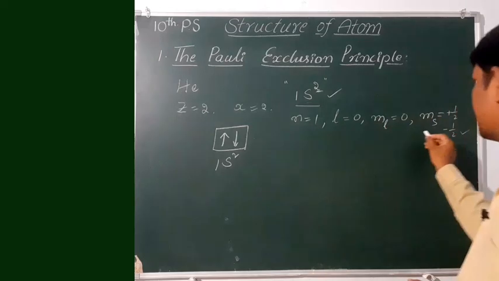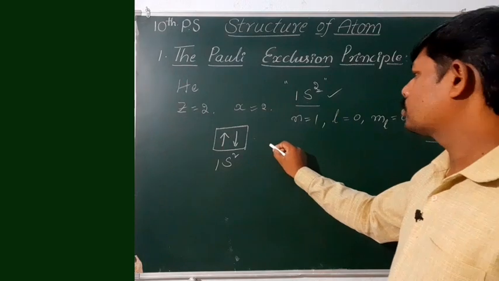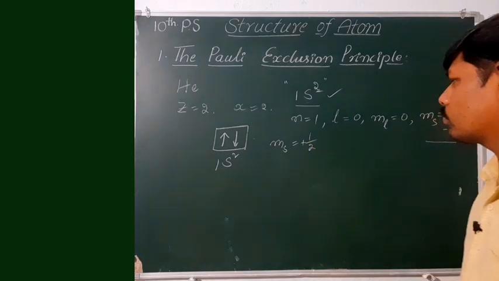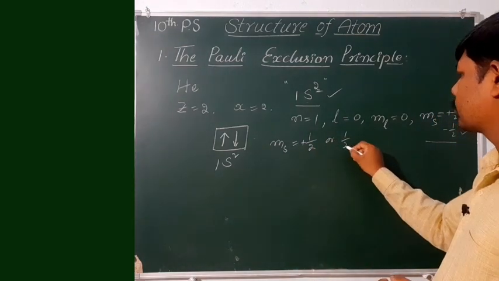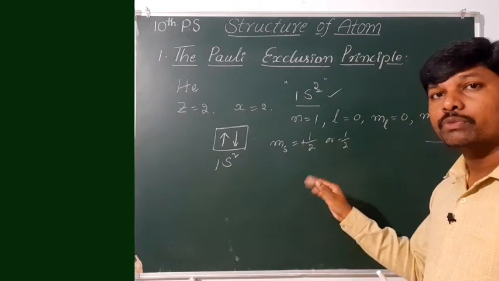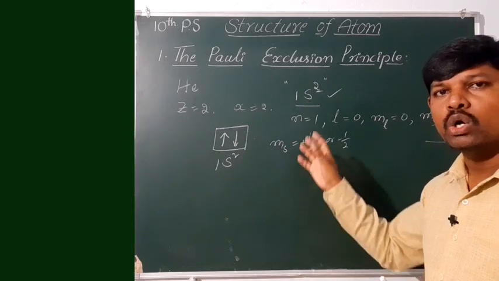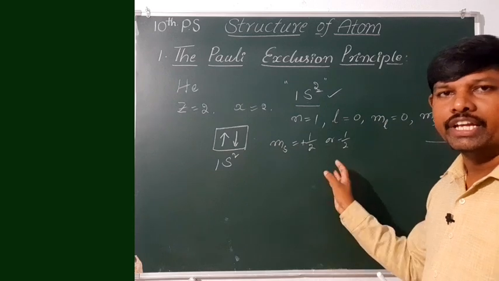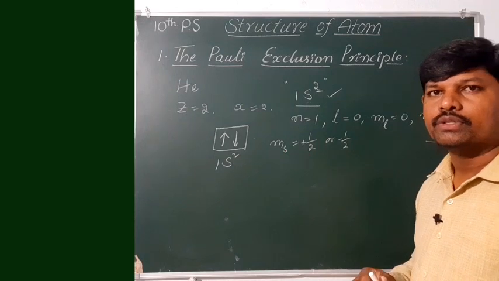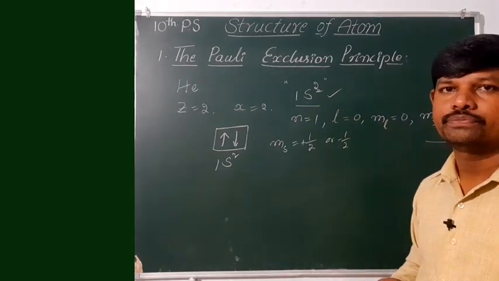So here, if you observe ms, the spin quantum number, there are only two spins possible for an electron. That means plus 1 by 2 or minus 1 by 2. So only two spins are there. It means we can understand that only two electrons can occupy an orbital. So in any orbital, only 2 electrons will be present. So this is the significance of the Pauli's exclusion principle.